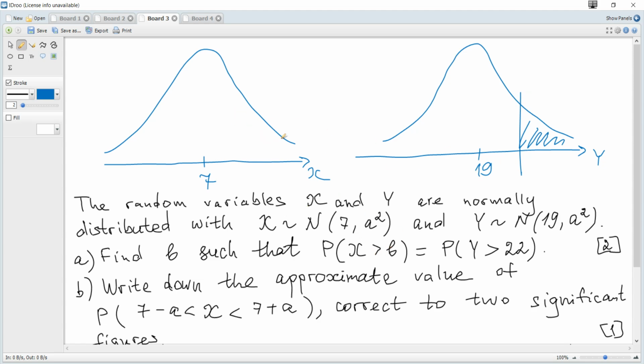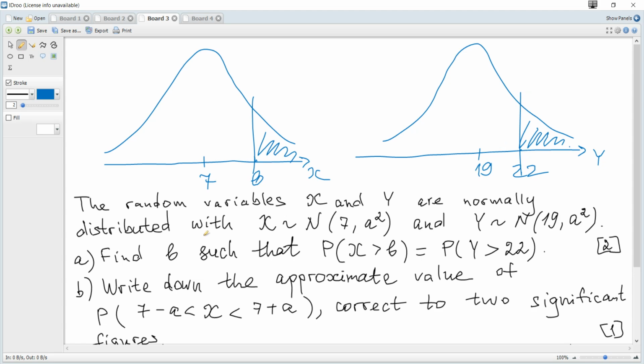And since both curves are absolutely the same, for the areas to be the same, we can conclude that this distance from 22 and to the right should be equal to this distance from b and to the right, and hence this distance should be equal to this distance. So you can see that 22 is 3 units to the right from the mean, hence b is also 3 units to the right from the mean.